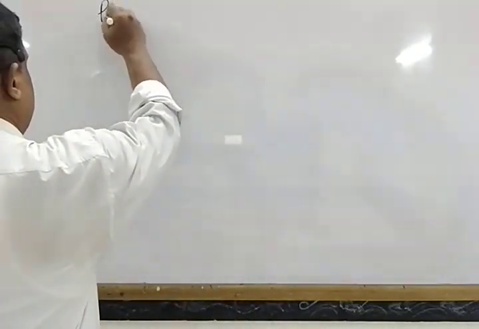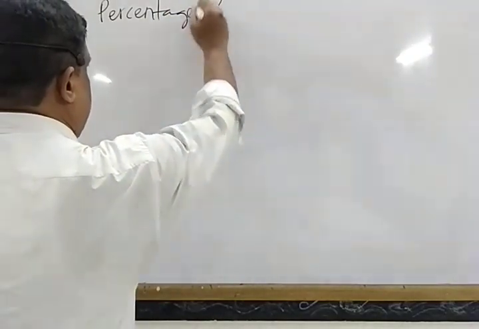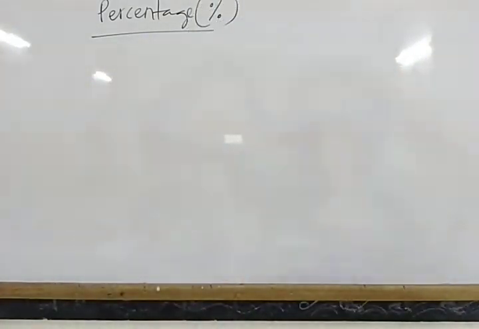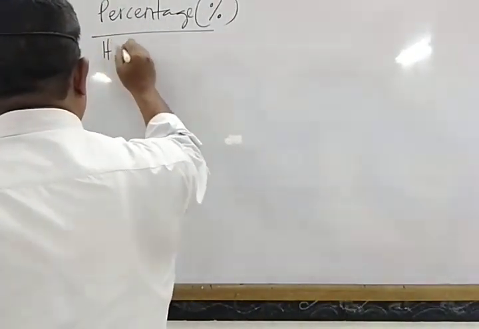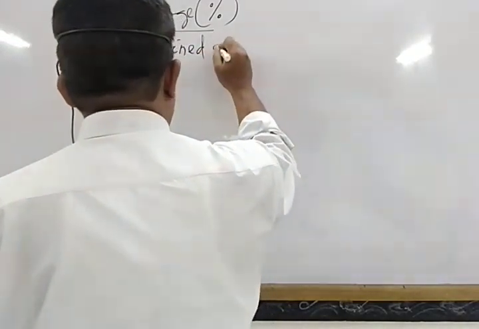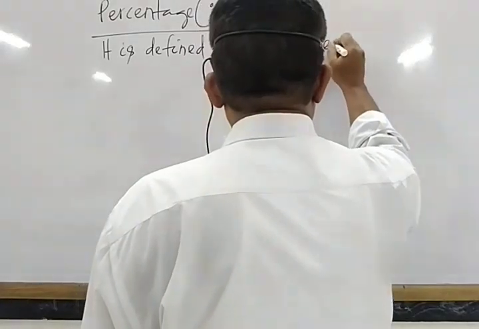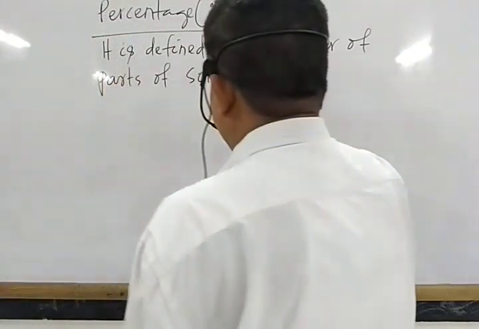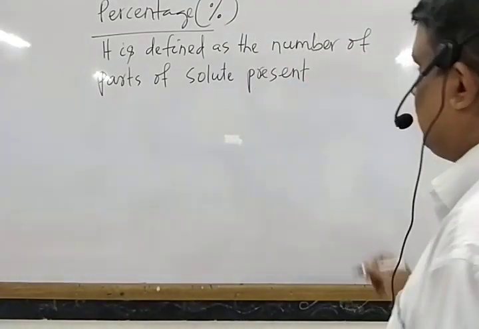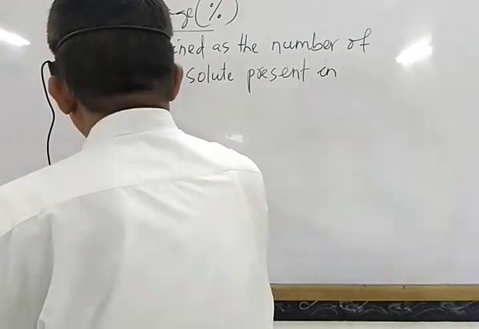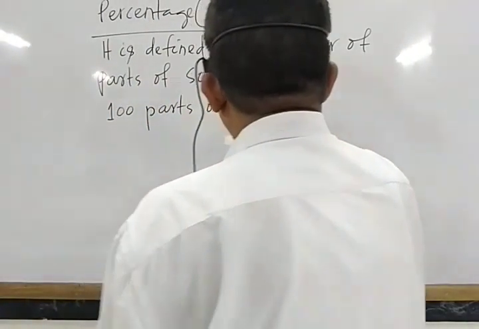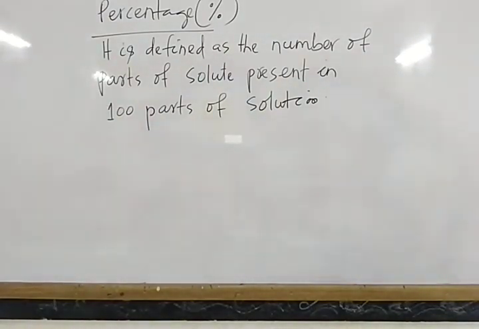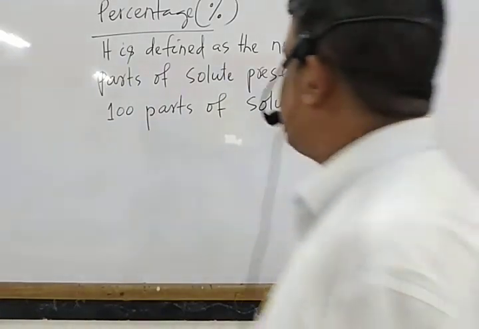First one is percentage. What do we mean by the percentage of a solution? The percentage of a solution is defined as the number of parts of solute present in 100 parts of solvent or solution. So the percentage of the solution is the number of parts of the solute present in 100 parts of the solution.